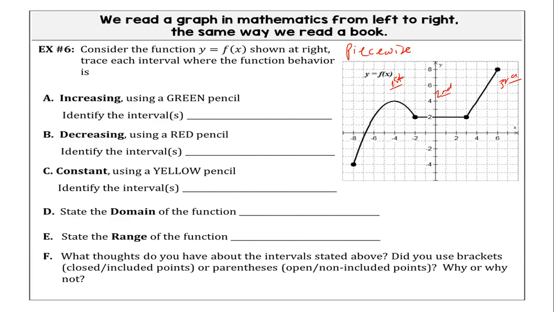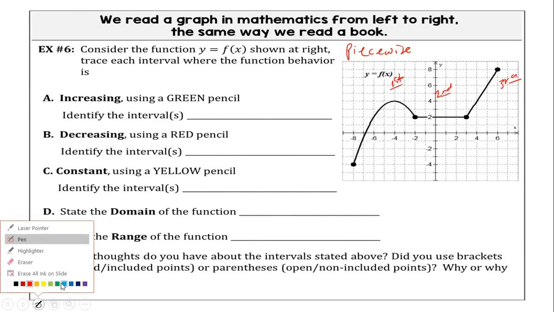All right. So here we go. It says increasing. So we're going to talk about where it is increasing when you're looking at this piecewise function. Okay. So our increase would be -4.